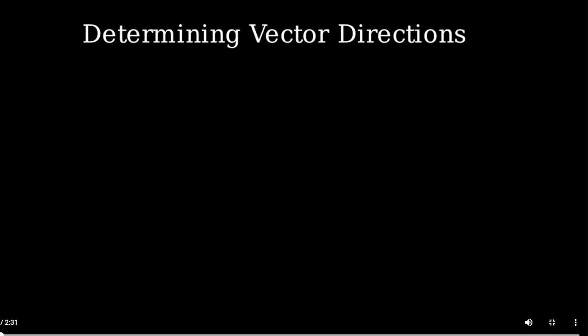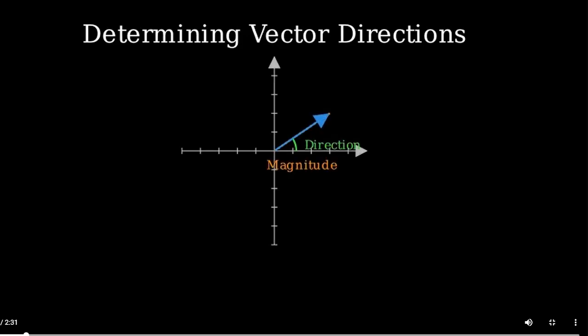determine if two vectors point in the same direction. First, let's recall what vectors are. Vectors are quantities that have both magnitude and direction. They can represent various physical quantities like velocity, force, or displacement.